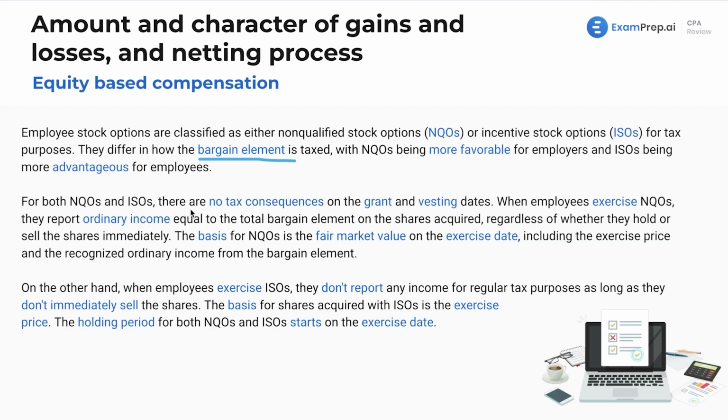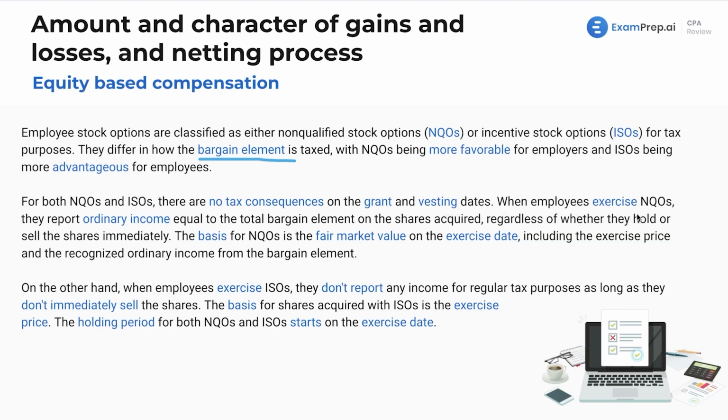Now, for both, there are no tax consequences on the grant and vesting dates because nothing really happened. You gave someone a contract, and what are the chances they'll exercise it? We don't know. It might expire. They might just never exercise it. So this is not taxable. Nothing's going on here. Also, for financial purposes, journal entries, I'm not going to get into that. You'll get to that on your other exam.